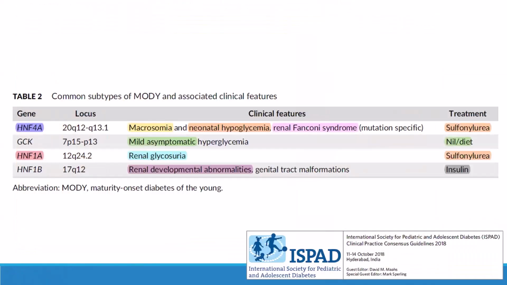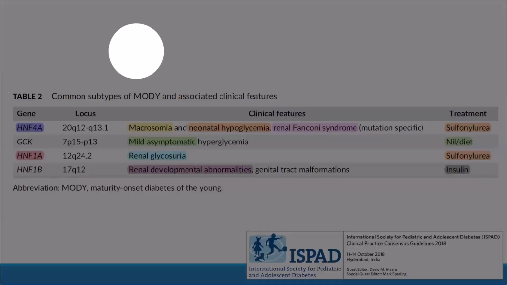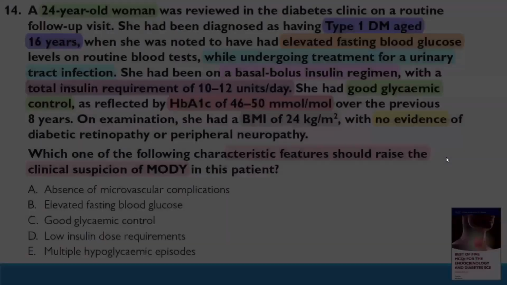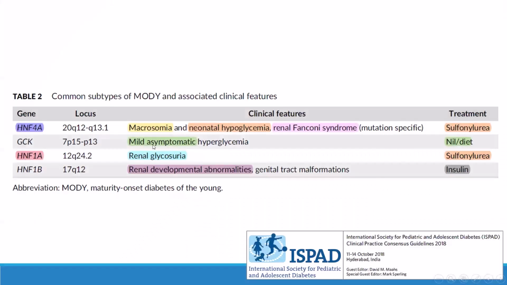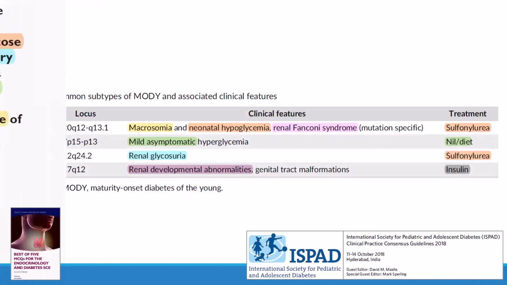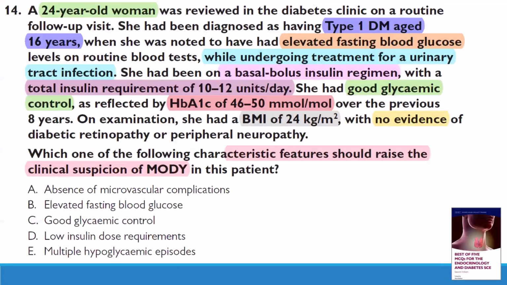Again, from the ISPAD guideline, these are different forms of MODY diabetes mellitus with associated clinical features. Don't forget that HNF1 alpha and HNF4 alpha are treated by sulfonylurea; glucokinase is treated by diet and requires insulin during pregnancy; HNF1 beta needs insulin therapy. The most important to know: HNF1 alpha has renal glycosuria and low CRP. HNF4 alpha has macrosomic baby and neonatal hypoglycemia. This is very, very important and unique for this.